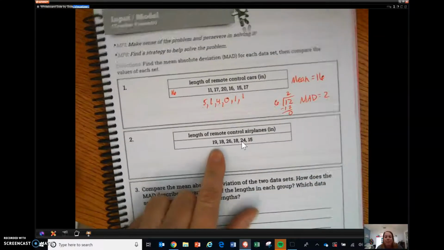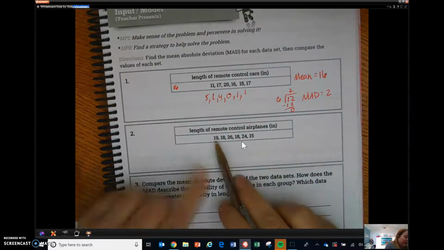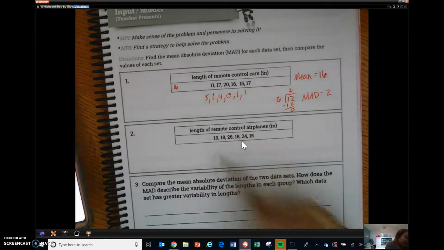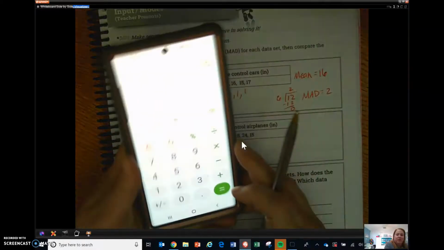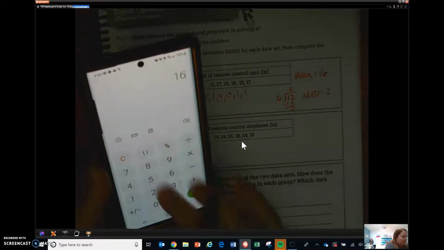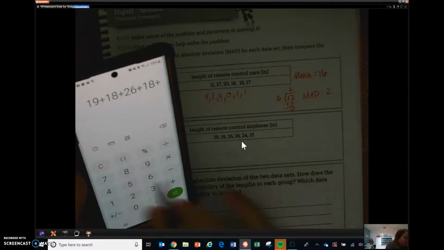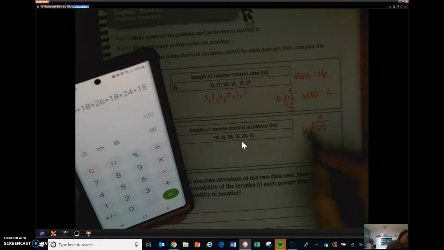We're going to do the same exact process on this one. We're going to add all those up, 1, 2, 3, 4, 5, 6, and divide by 6. Get out your trusty calculator, phone, or whatever you use to calculate. It could be your pen and paper. 19 plus 18 plus 26 plus 18 plus 24 plus 15 equals 120. I'm going to divide because I have 6: 1, 2, 3, 4, 5, 6. 6 goes into 12 2 times. 2 times 6 is 12.